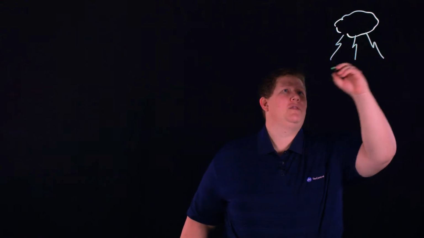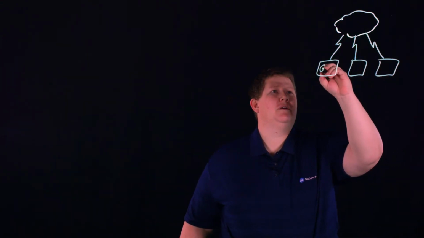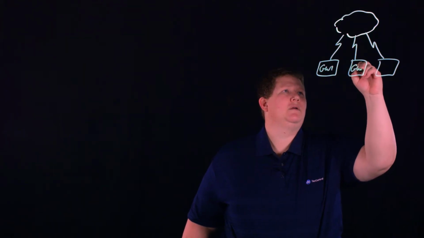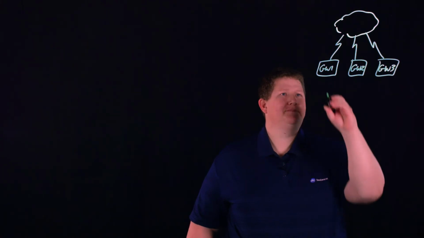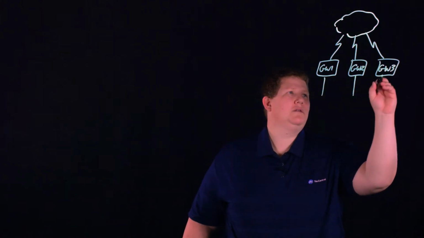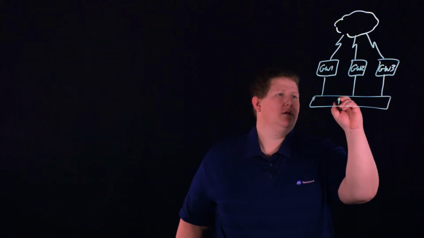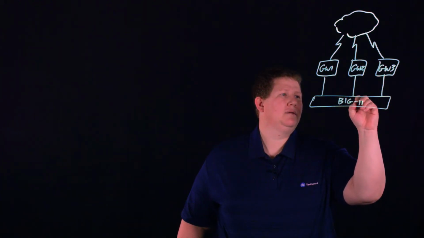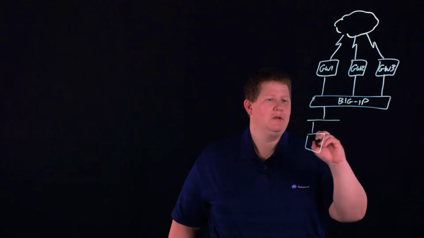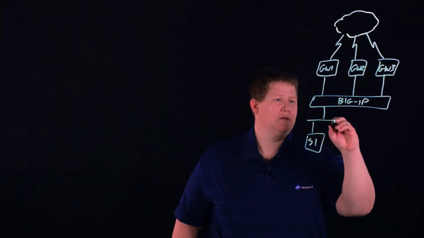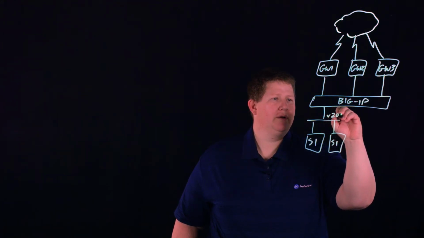say, three gateways in your network. So gateway one, gateway two, and gateway three. And then say all three of these come down into your load balancing tier. And so this is your Big IP. And then say you have a couple different networks back here where you have server one and server two, and they're on say VLAN 201.